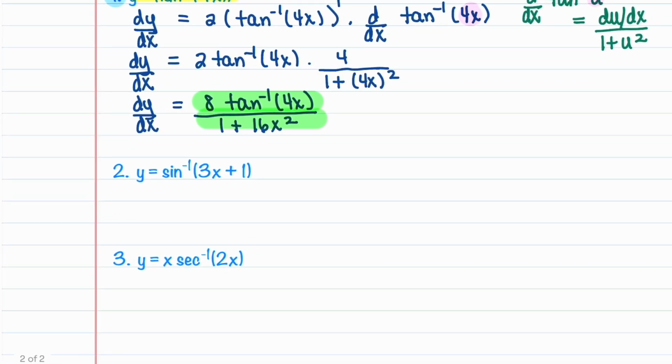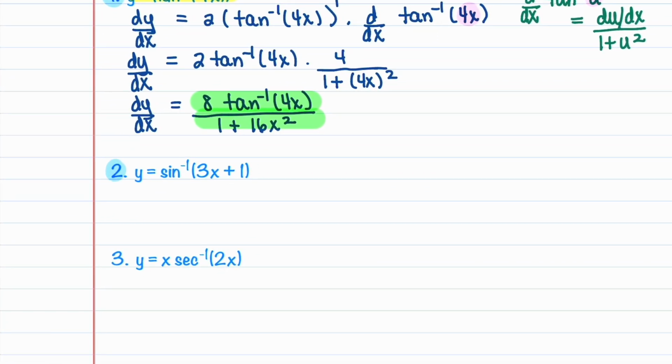That wasn't too bad. Let's now look at our second one. For our second example, we are going to be taking the derivative of the inverse sine of 3x plus 1. Let's go ahead and write down the formula for the derivative of inverse sine. So the derivative with respect to x of inverse sine of u is du/dx on top, and then in our denominator we have the square root of 1 minus u squared.